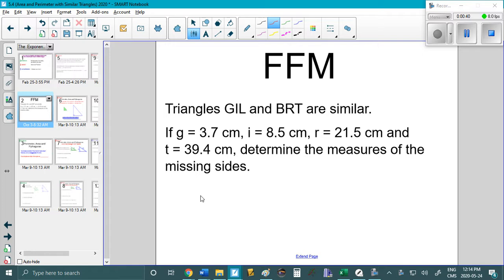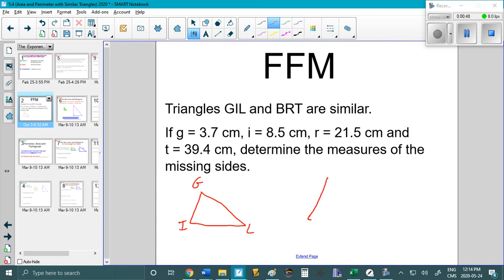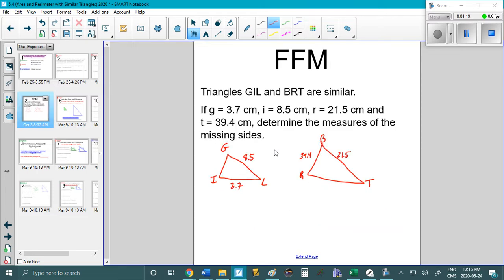Okay, so let's draw two triangles. This is one, this will be Gil, and this will be Bert. Now let's put in the measurements. So G is 3.7 across from G. I is 8.5. R is in this triangle and it's 21.5. And T is 39.4. So obviously these aren't to scale, right? This side should be shorter than this, but it doesn't matter. I only did this so we know where all the information is.